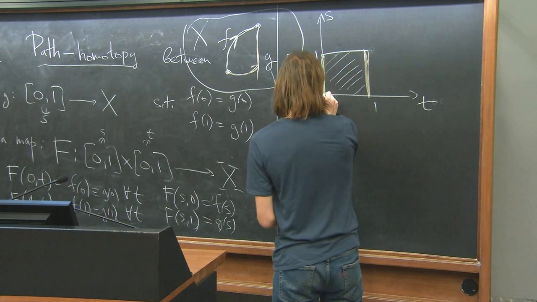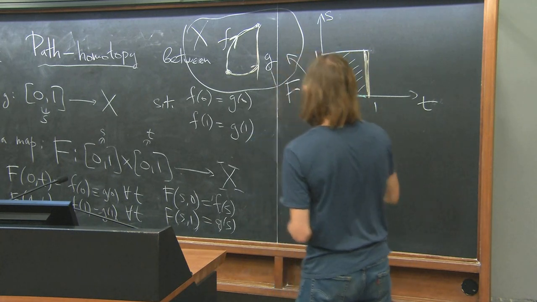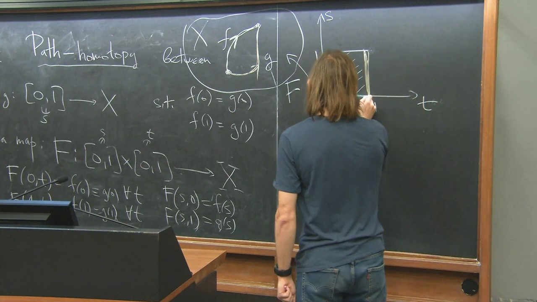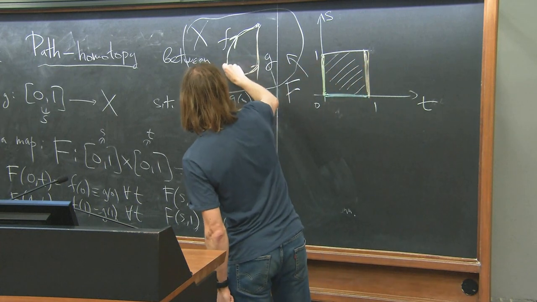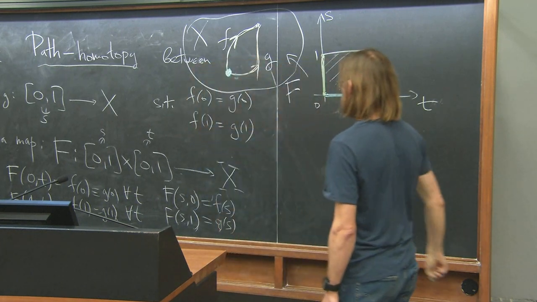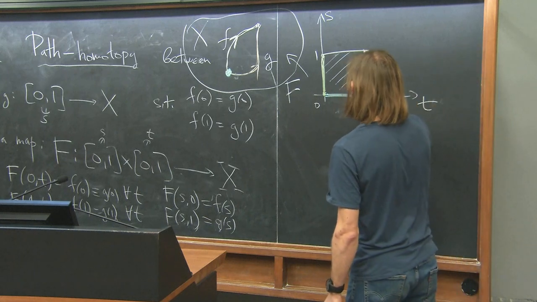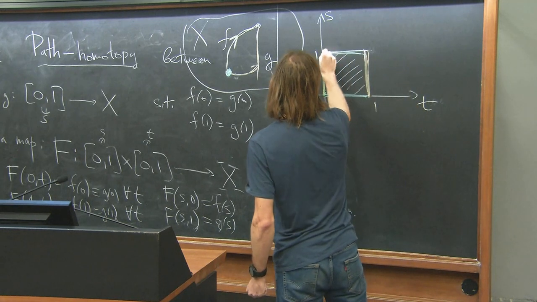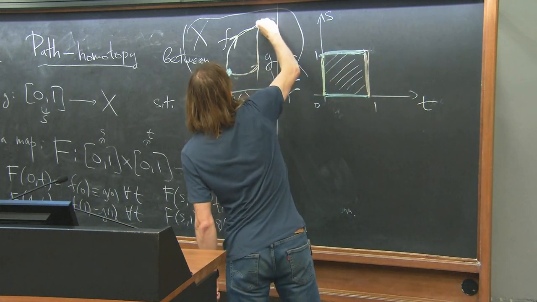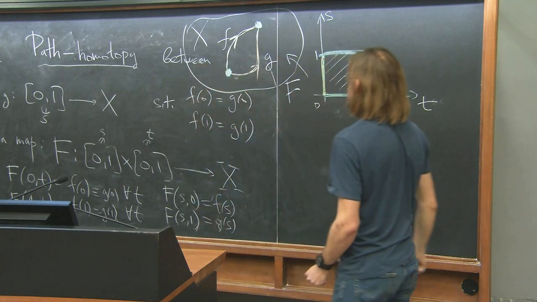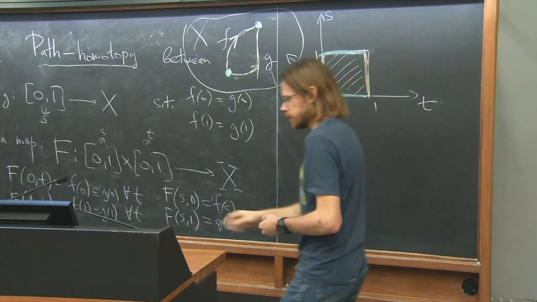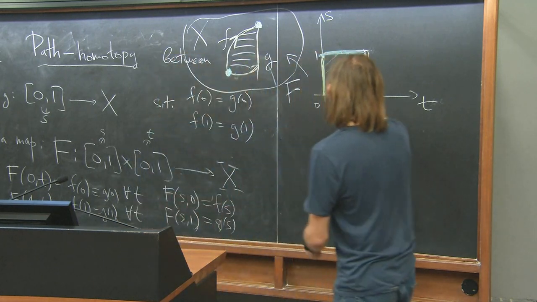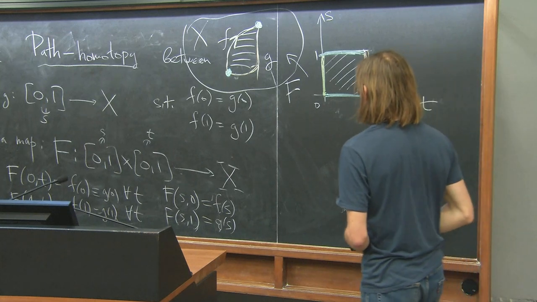But for all the points of this interval, when I restrict s to be 0, the whole interval here is just mapped to this initial point of both paths. So it stays the same, and we don't change the initial point between paths. And the whole of this side just maps to the terminal point. And in between, the whole square is mapped something like this. So the image looks something like this.